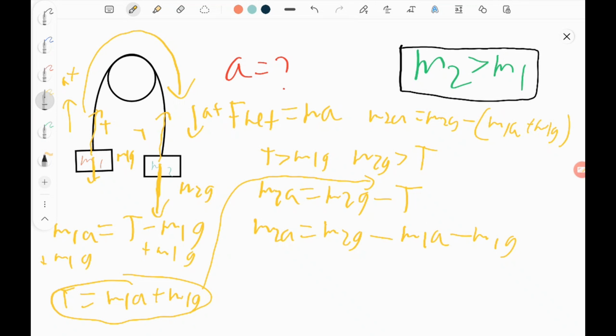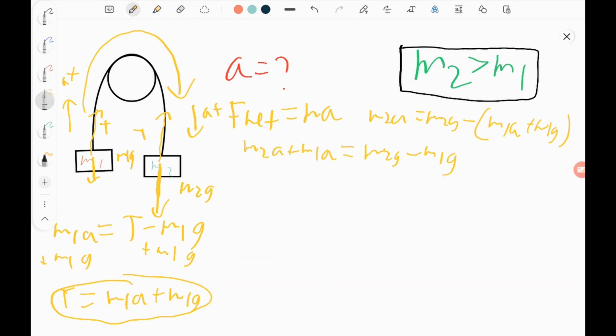So now, like before, let's add all the terms with A to one side. So we need to move M1A to the left side. So we're going to add M1A on both sides. And then we end up with M2A plus M1A is equal to M2G minus M1G. Alright, so now that we have all our A terms on this side, we can actually factor out an A here. So we have A multiplied by, we're left with M2 plus M1, and that's equal to M2G minus M1G.